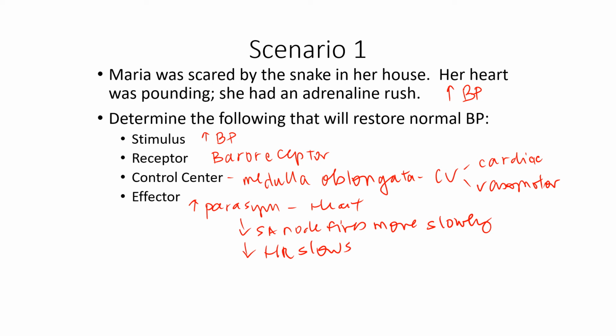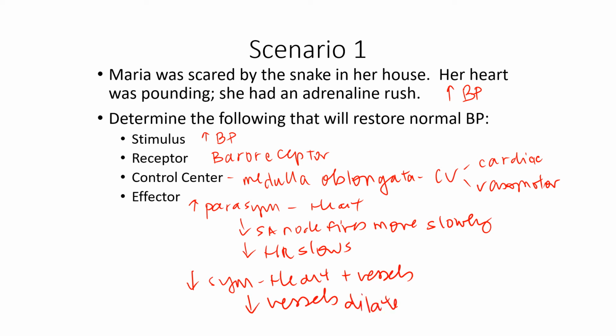Now, keep in mind there is no parasympathetic innervation to our blood vessels, so we can't send messages to our vessels to relax. Instead, we have to simultaneously decrease sympathetic stimulation to our heart and to our vessels. And over time, this will cause the heart rate to slow and the vessels will dilate. And so what happens to blood pressure when vessels dilate? Blood pressure will decrease.